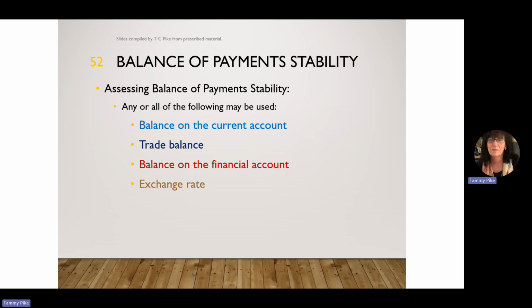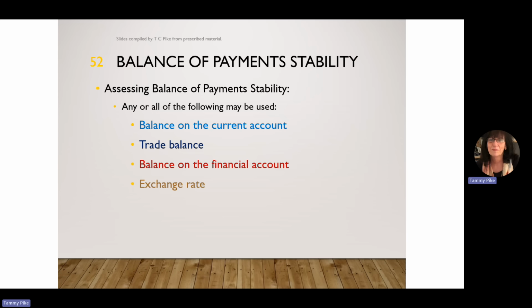All right. So as soon as we've got a deficit, say on our current account, we need somewhere along the line to balance that deficit out, and maybe we'll balance it out on the financial account. But if we had a deficit on all of our accounts on our balance of payments, we would be in a certain amount of trouble. So just be aware that's what we're looking for in order to achieve balance of payment stability. How do we assess this? Well, we look at the balance on the current account. We look at the trade balance, we look at the balance on the financial account, and we also look at the impact of the exchange rate.